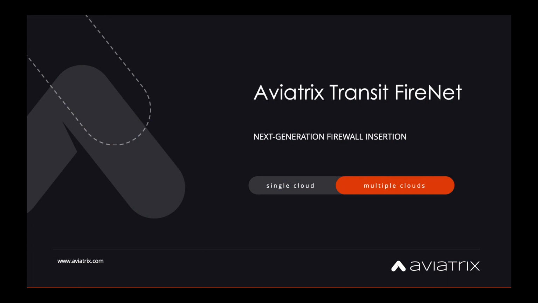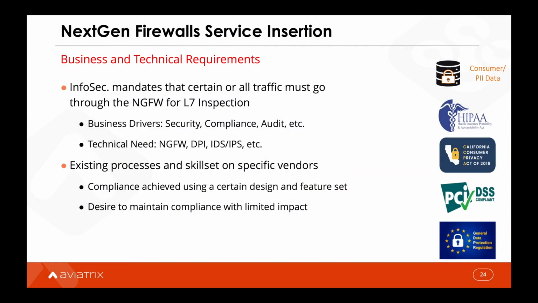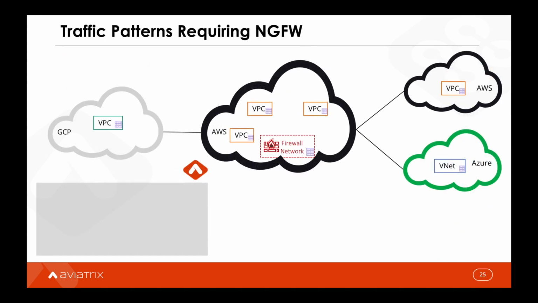Next, let's discuss Aviatrix Transit FireNet solution with next-gen firewall insertion. Before we get into the solution, let's understand the problem statement. The business requirements may state that Layer 7 security is a must, or that it is required for security or compliance reasons. Or maybe there's a technical requirement to perform deep packet inspection on certain environments. Or maybe there's an inclination based on comfort level to use a certain firewall vendor in the cloud that was also used in on-prem.